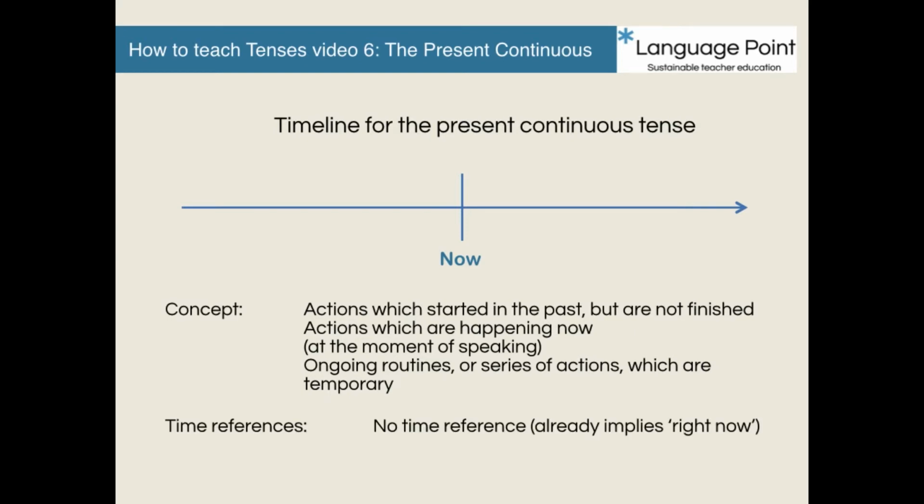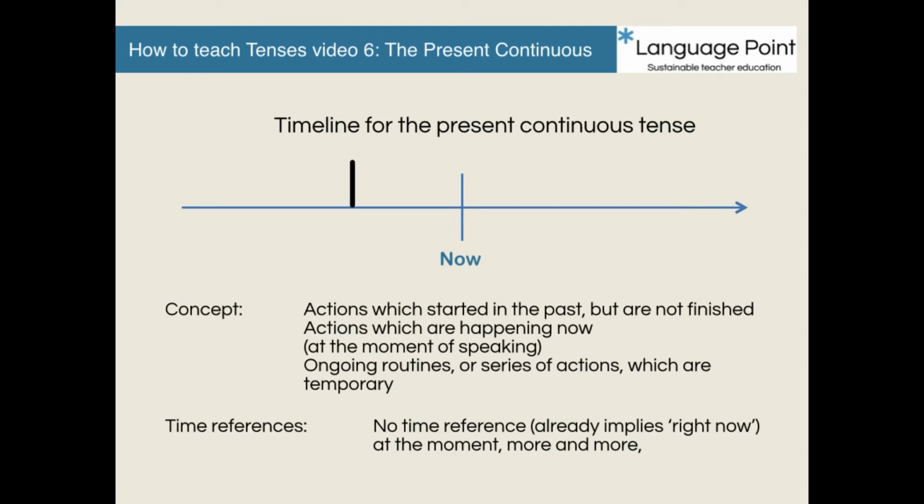In terms of other language in the sentence, which helps us to understand that it's the present continuous tense that's being used, we don't need a time reference because the tense already means right now. But we can use phrases like at the moment or more and more for changing or temporary situations or actions.